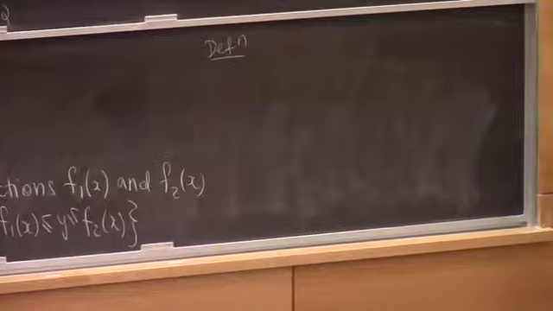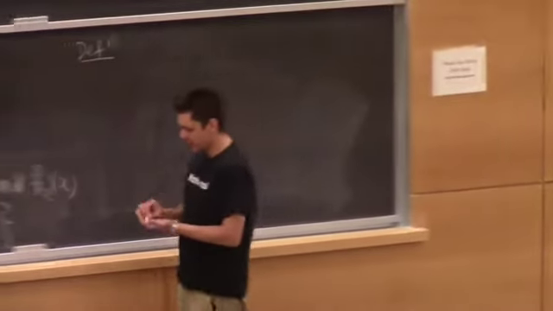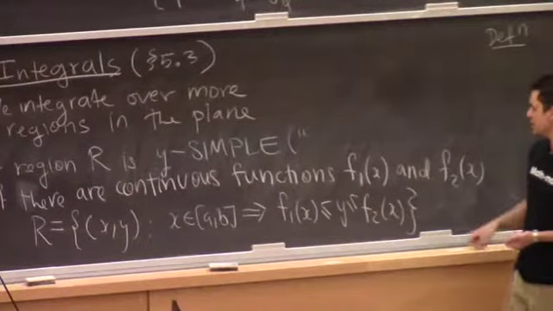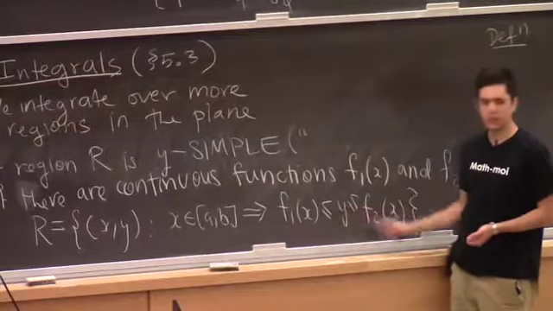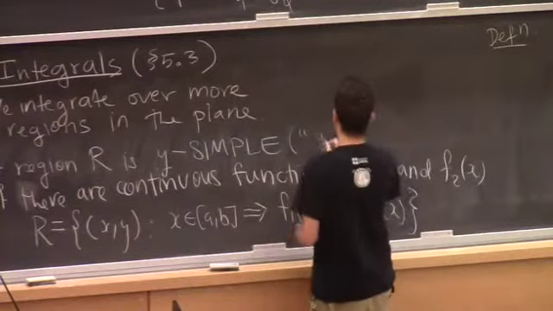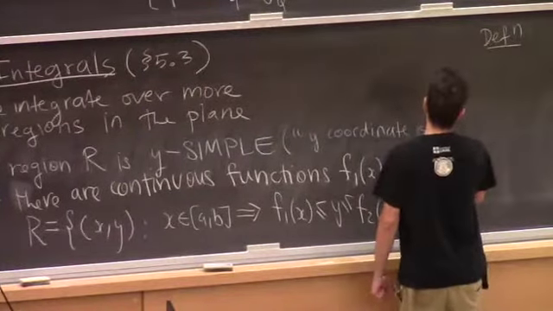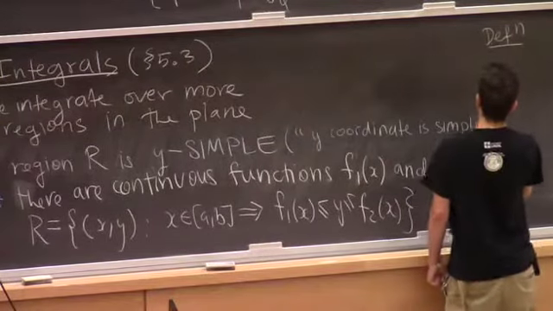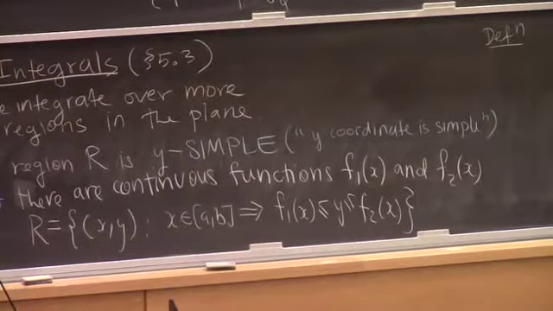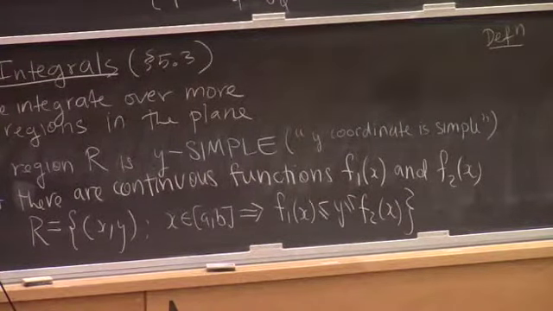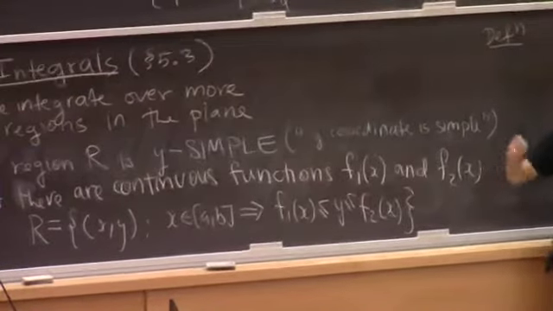Yes? Why is it called Y simple? Right. So the way to interpret this is that the y coordinate is sort of bounded by two continuous functions. So it means that the y-coordinate of your region is simple in some sense. It's not oscillating really wildly. There's no big jumps or anything. Continuity is kind of a simplicity condition.